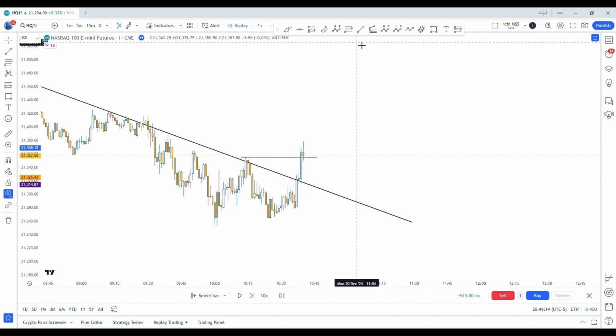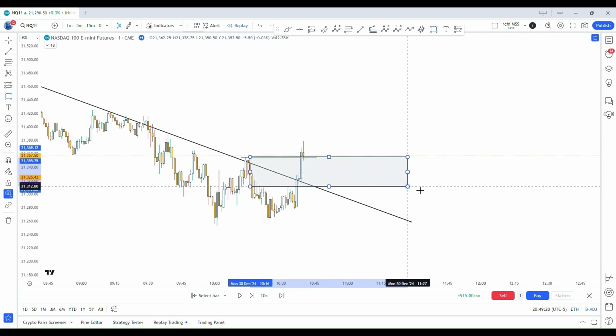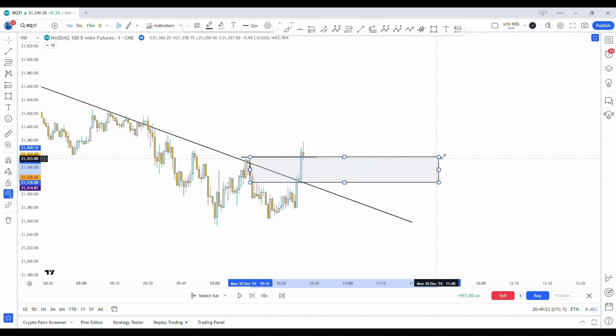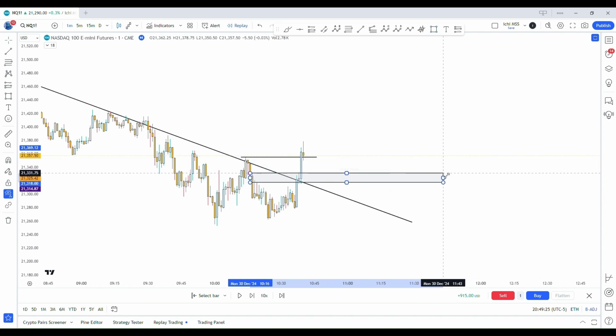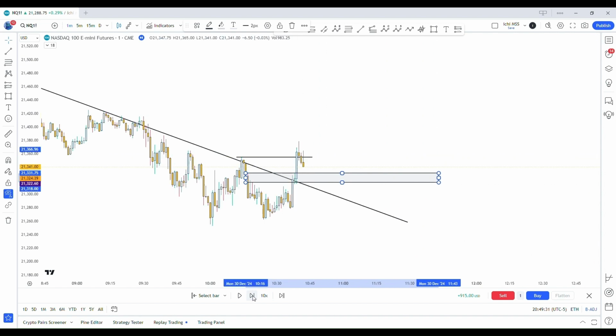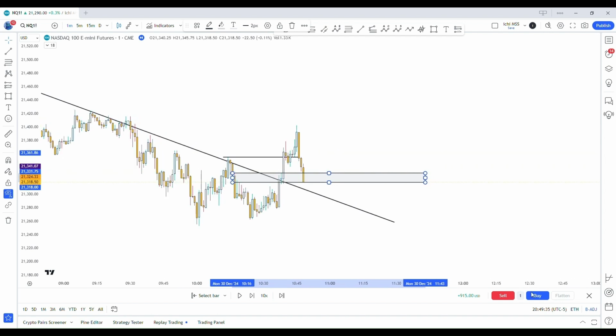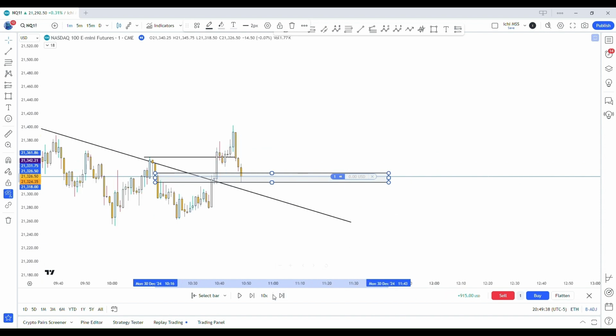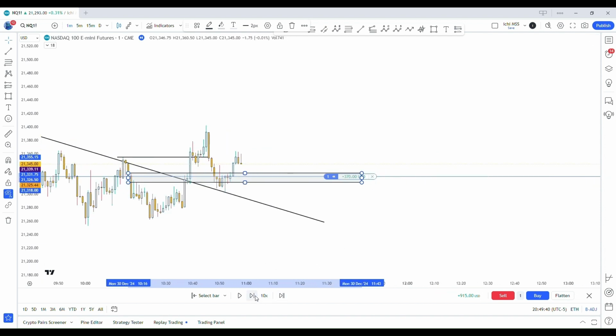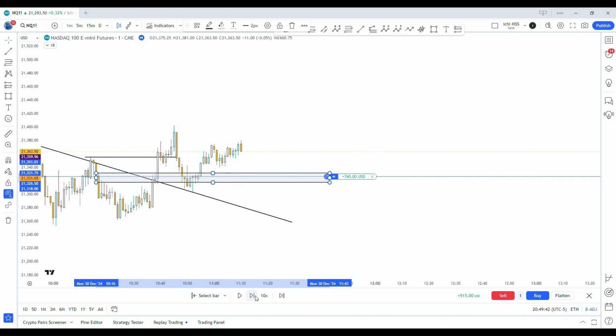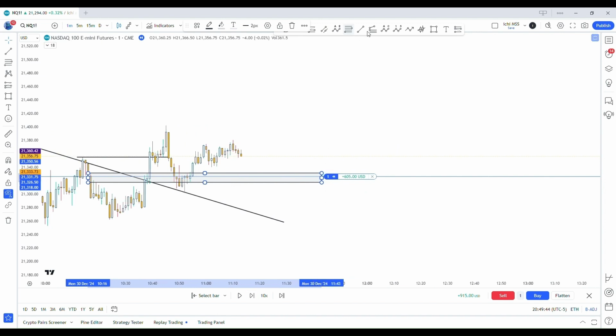So one thing that I like to do is draw out a zone where the candle that broke out is. So the very first candle that closes above the trend line, I like to draw a little zone, and I like to take my entries off of that zone after a retest. So let's just fast forward a little bit, see if we do get a retest of that zone, which we do right here, and I will buy right there and we will see what happens.